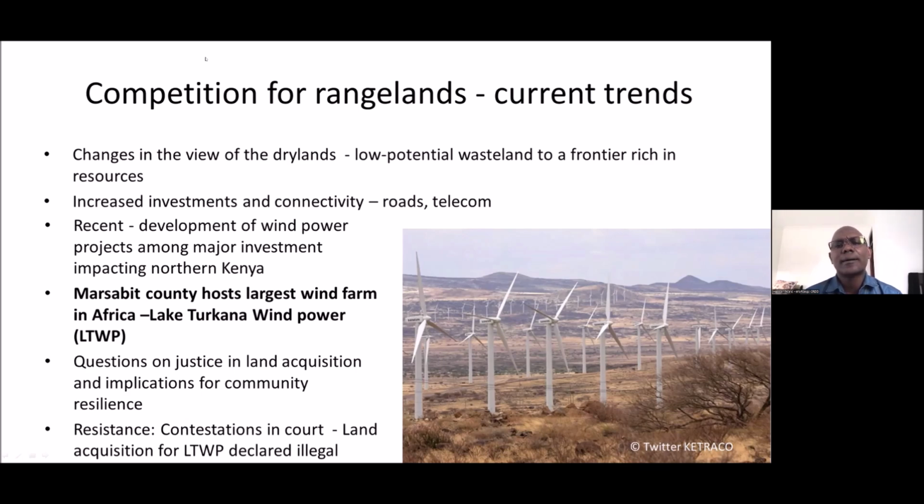And for instance, our county, the way I see it, Marsabit County, hosts the largest wind farm in Africa. And that is what you see in that picture. It's called Lake Turkana Wind Power. And the project has been contentious from the word go.